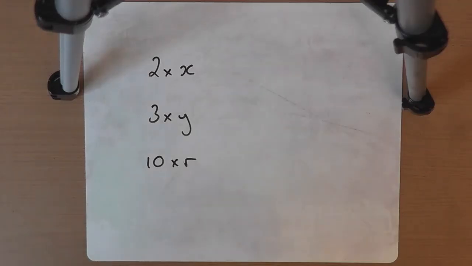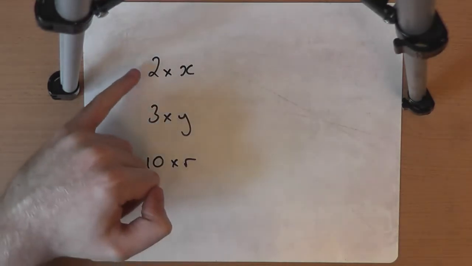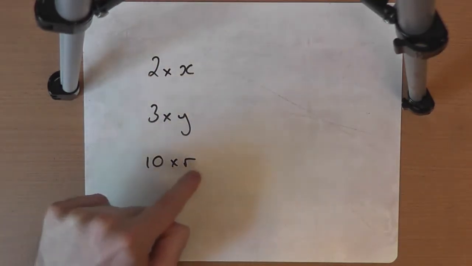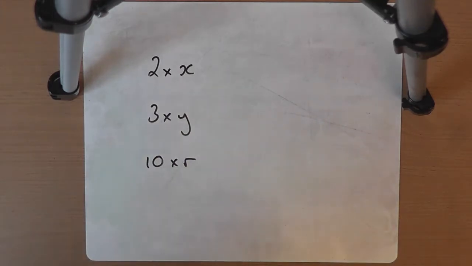If we look at these three expressions, they are expressions because they're just pieces of algebra not equal to anything. Here we've got 2 lots of x, here we've got 3 lots of y, and here we've got 10 lots of r. Now x, y and r are particular numbers. So this 2 lots of x, 2 times x, would be 2 lots of the particular number that x is code for. 3 times y will be 3 lots of the particular number that y is code for, and 10 times r is 10 lots of the particular number that r is code for.